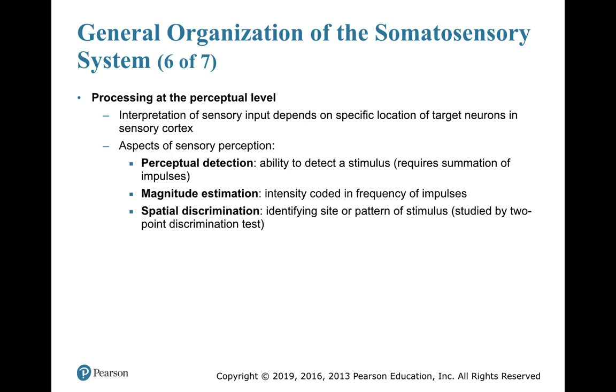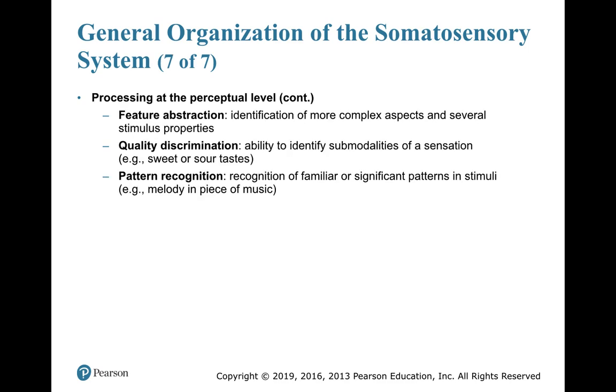Some aspects of sensory perception include perceptual detection, which is the ability to detect a stimulus. That requires summation of impulses. We can also get magnitude estimation. The intensity would be coded in the frequency of impulses. And spatial discrimination. We can identify sites or patterns of the stimulus, and that we would normally look at in the lab using a 2-point discrimination test. So when you read about that in this week's lab, that's what we're talking about, spatial discrimination.